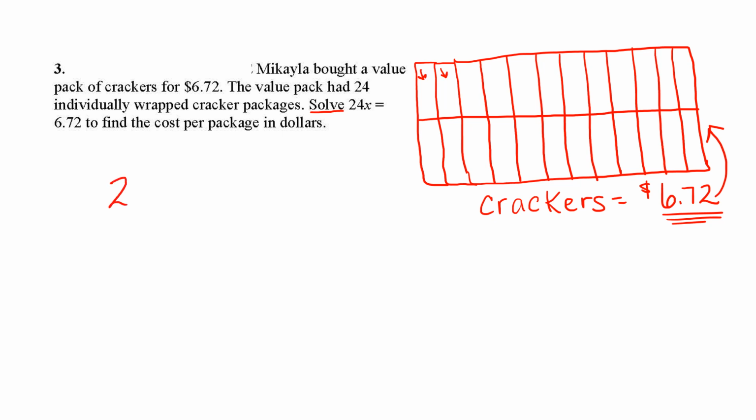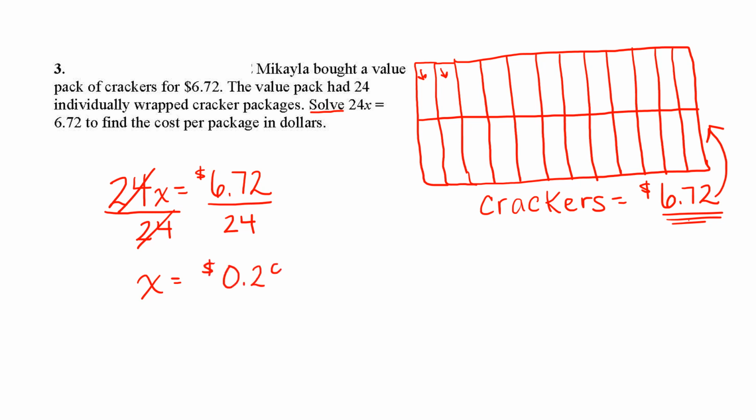So our equation is 24 times what amount equals $6.72. So we're going to divide by 24, divide by 24, which makes sense. I'm going to take this price and divide it by the 24 packages. So that cancels each other out, and x equals, you can do this with a calculator, 0.28, or you could say x equals 28 cents. So each of these equals 28 cents. Now I'm not going to fill them all in, but just know that they each equal 28 cents. Okay? For a total of $6.72.